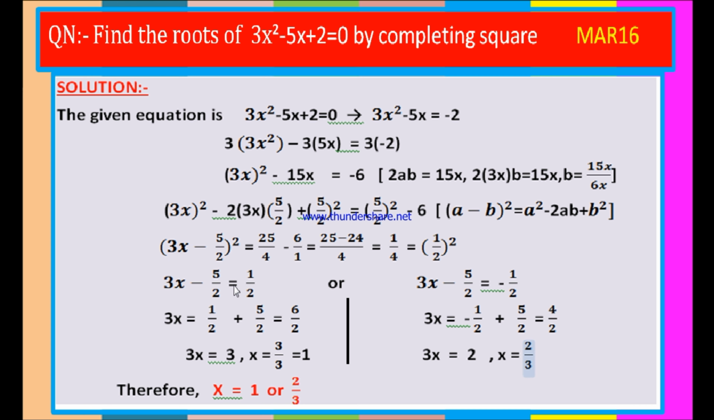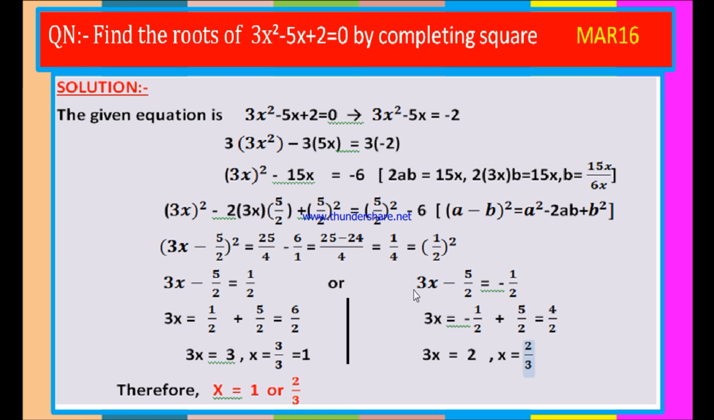Then 3x − 5/2 is either +1/2 or 3x − 5/2 is equal to −1/2. In the first case, if 3x − 5/2 is equal to 1/2, then 3x is equal to +1/2, and take the −5/2 to the other side, it will be +5/2. 1/2 + 5/2 is 6/2, and 2 in 6 is 3 times. So 3x is equal to 3 and x is equal to 3 divided by 3, which is 1.